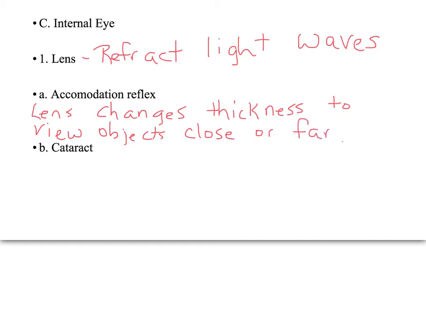Okay, so if you're looking at something that's near, let's say you're looking at a computer screen or watching a video or reading something, your lens is actually going to become more rounded. And I'll show you an image of this in just a second. But if you're looking at something across the room, the lens is actually going to flatten out because it doesn't have to curve and bend those light waves as quickly. So, near or far? Near or far.